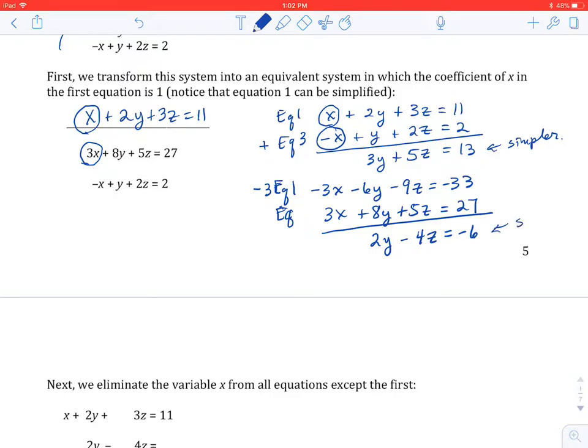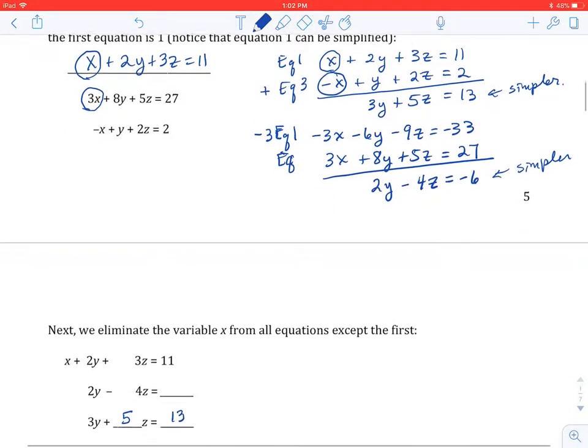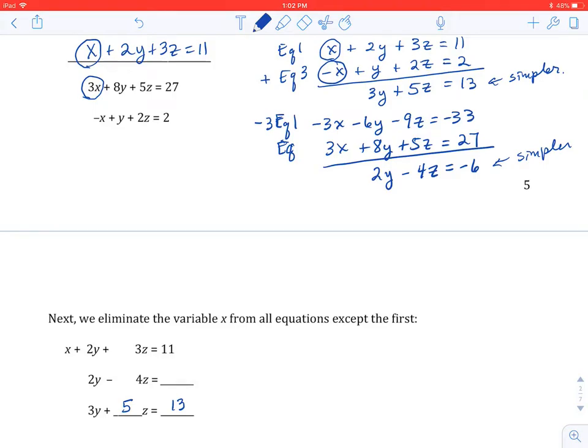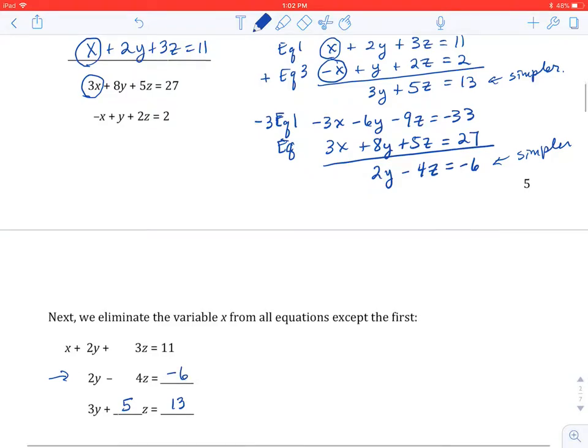Again, this is a simpler equation than any of those first 3 equations. And so I'm going to place that right here: 2y minus 4z equals negative 6.